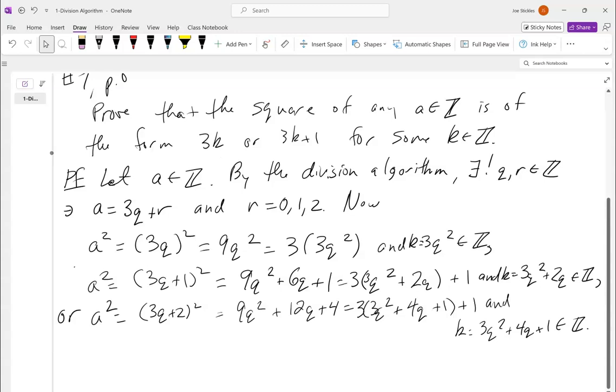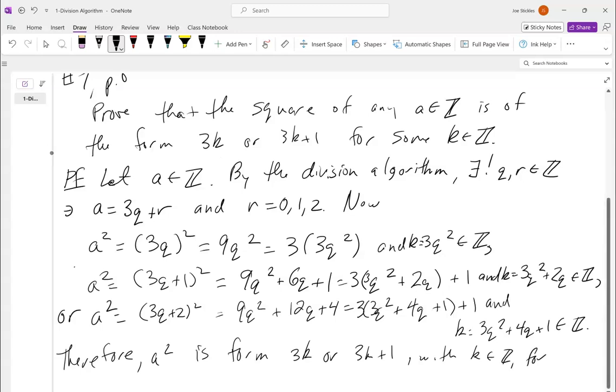So at the end here, just to make a little summary statement, we can say, therefore, A squared is of the form 3K, or 3K plus 1, with K an integer for all integers A.